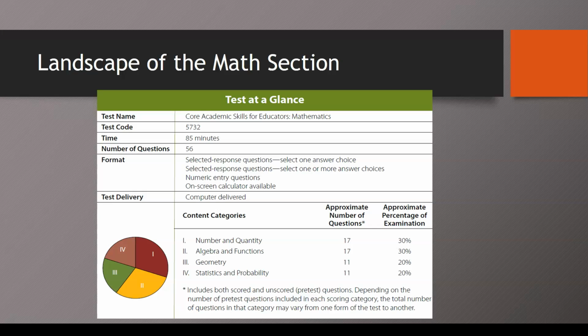Geometry measures understandings of properties regarding geometric shapes, the Pythagorean theorem, transformations of shapes, similarity and congruence, area and volume, and measurement. Finally, statistics and probability assess the ability to read graphs and charts, derive inferences from data, determine central tendencies such as mean, median, and mode, and find probabilities for specific outcomes.